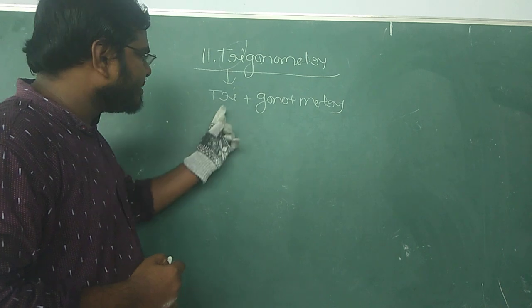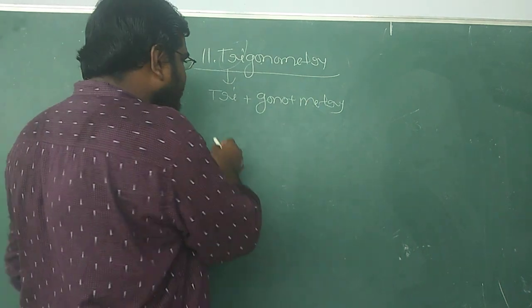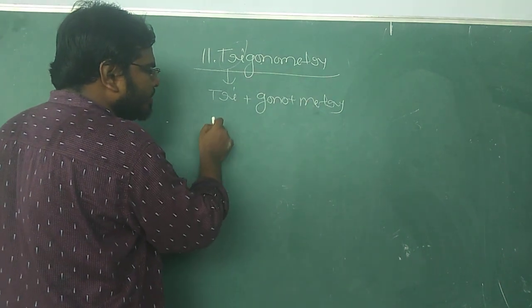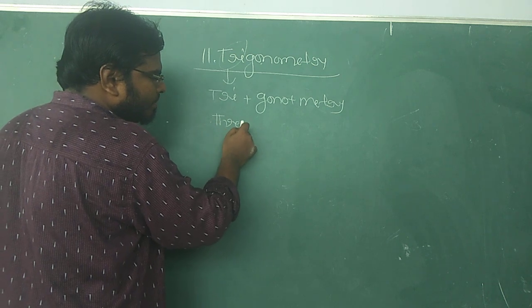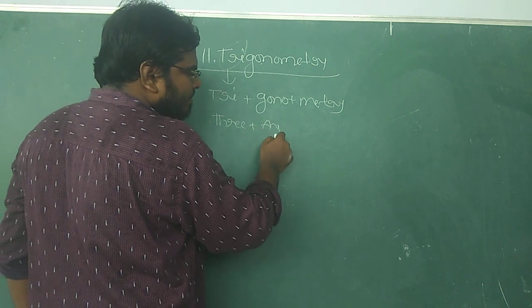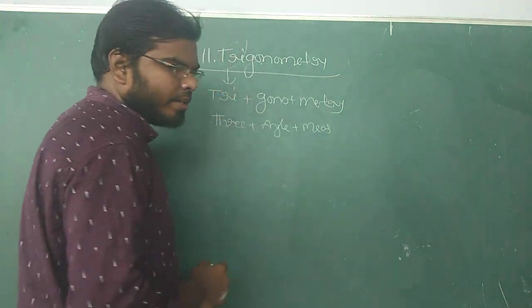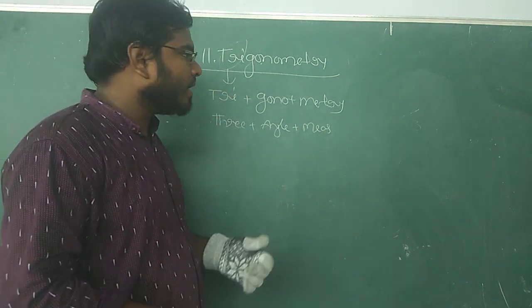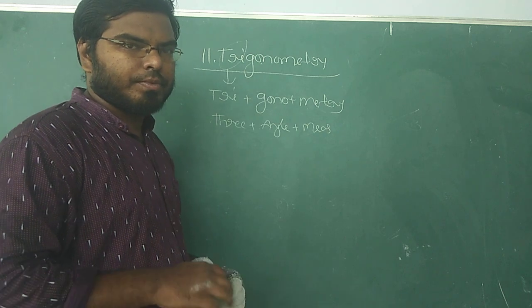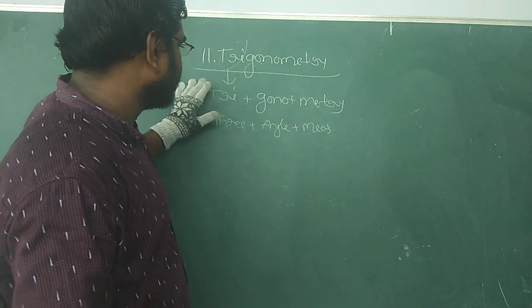One is trigonometry. Tri means three. Gono means an angle. And metry means measurement. That means three angle measurement is known as trigonometry. First, it is clear.